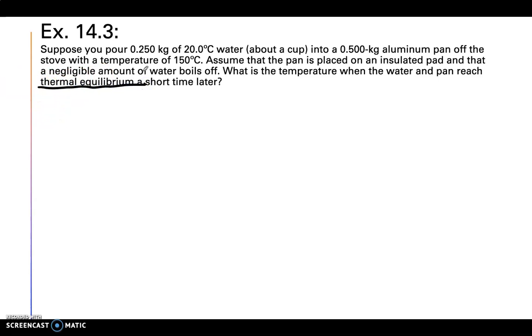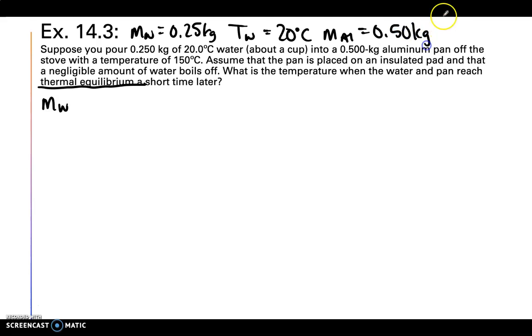Now that is going to be a key thing to note. This one again is a little bit longer, so I'm just going to go ahead and get it started in this video. My mass of water, I guess I can put it up here, is 0.25 kilograms. My temperature of water is 20 degrees Celsius. My mass of aluminum is 0.5 kilograms. And my temperature of aluminum is 150 degrees Celsius.